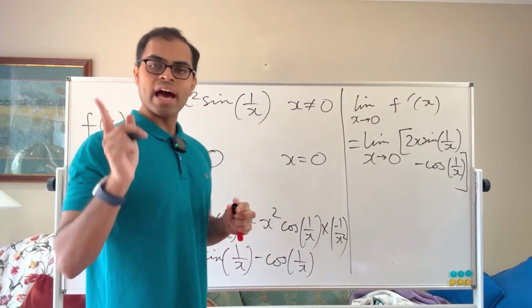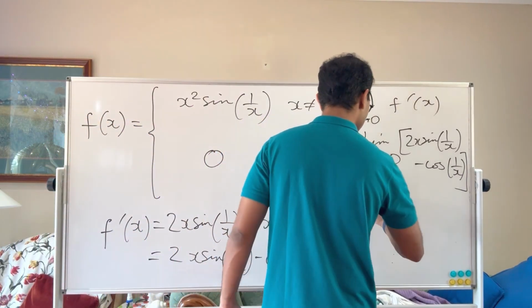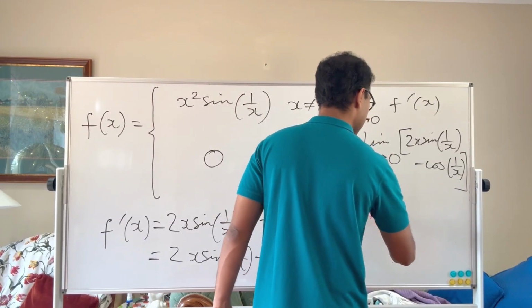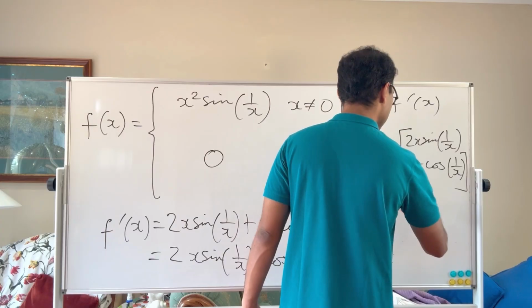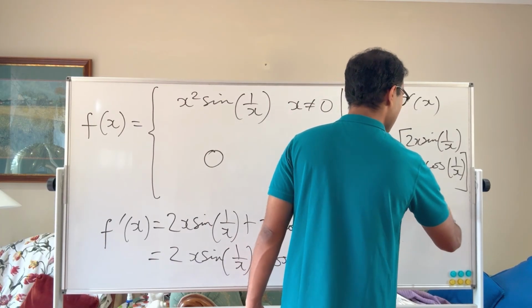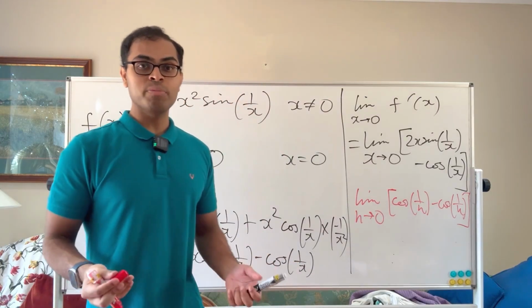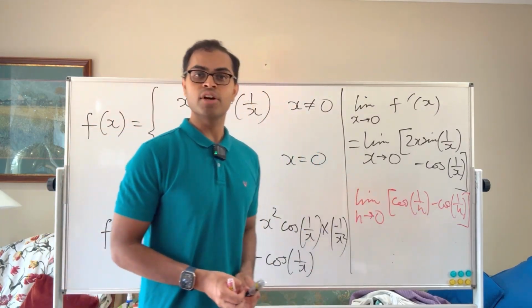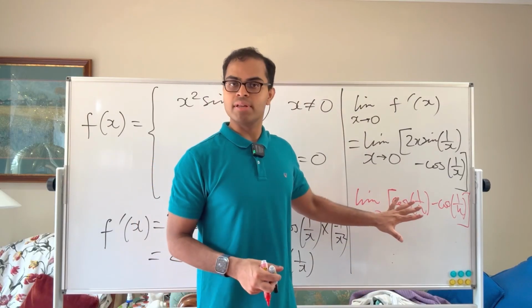Why is that? Well, I can show you something really dumb, which I'm going to mark in red. It's not true that just because one summand's limit doesn't exist, therefore the other doesn't exist. For example, I can say the limit as h goes to 0 of cos of 1 over h minus cos of 1 over h. Okay, and here of course this is 0 because you're just subtracting something from itself. So you can't just say, okay, because this doesn't exist, therefore the whole limit doesn't exist.